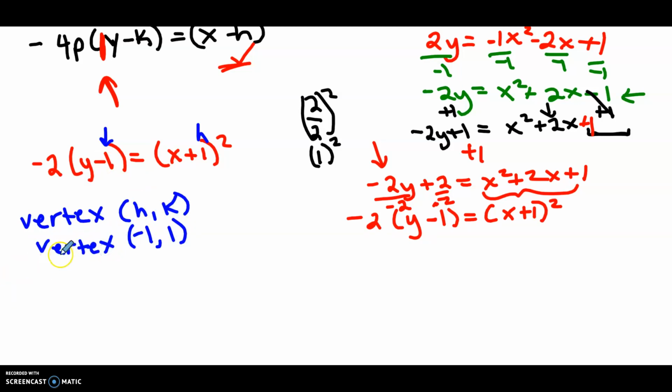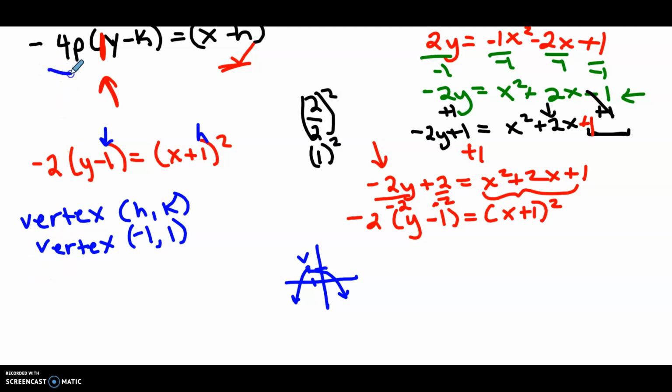Now for me to find p. I need to find p in order to find the focus. So right now, if I needed to sketch this graph, I know negative 1, 1 is my vertex. I know it's opening downward from the beginning equation, where the leading coefficient was negative. So I know my focus needs to lie somewhere over here. So let's see where that is. We have to figure out what p is.